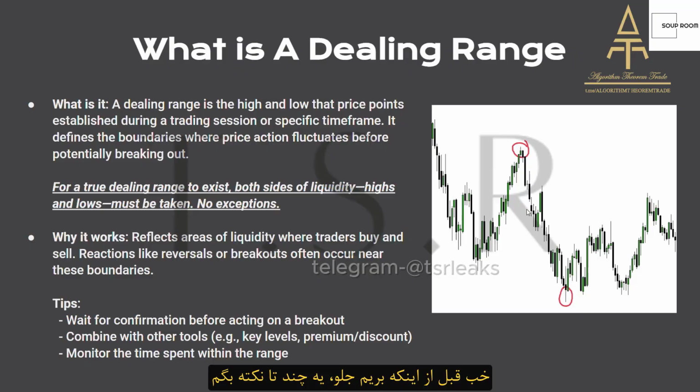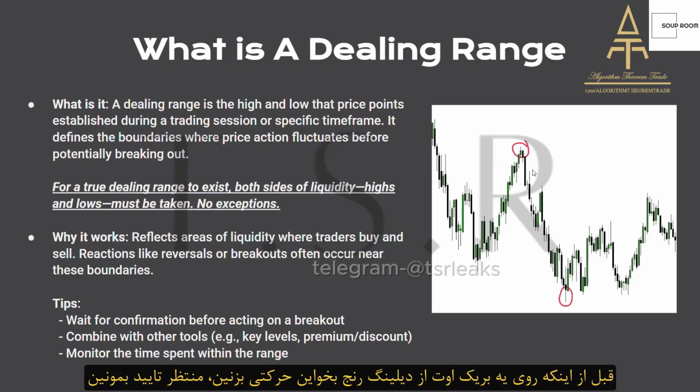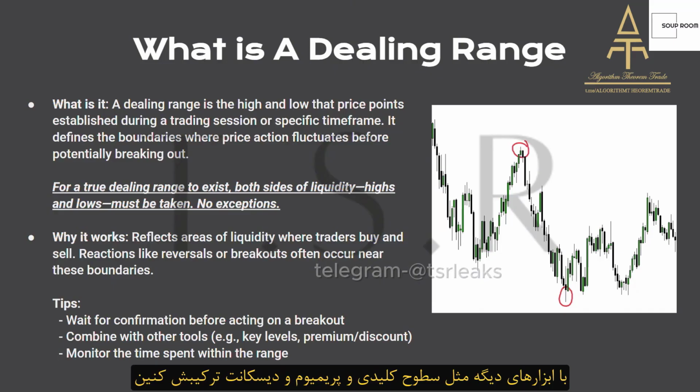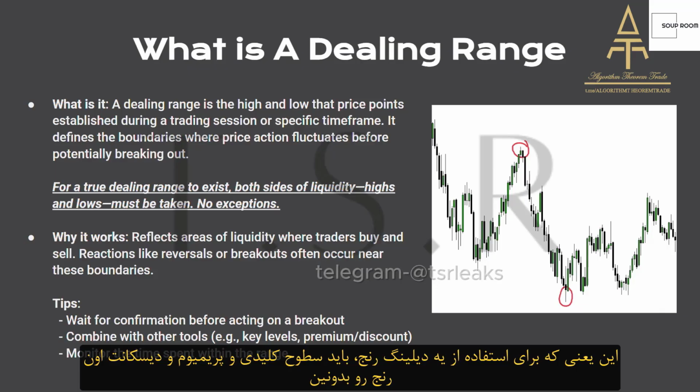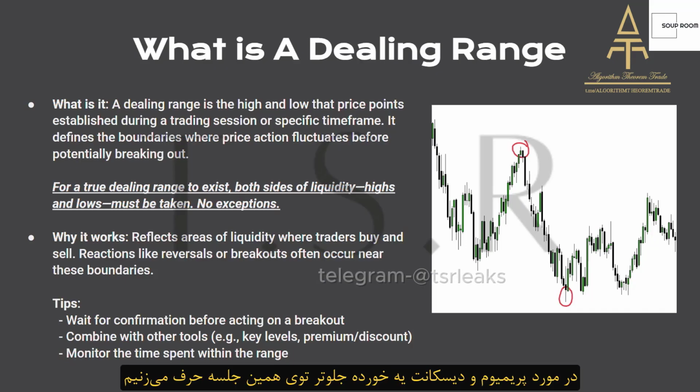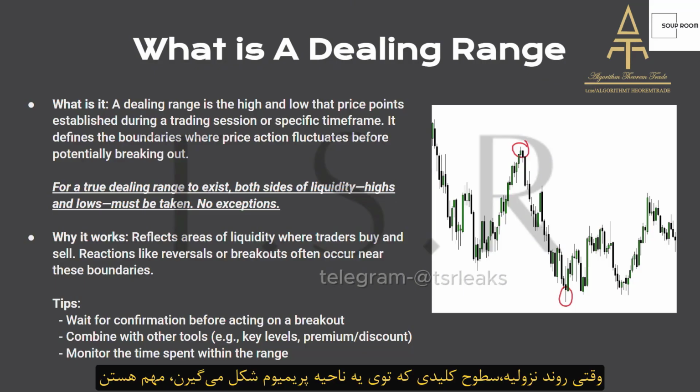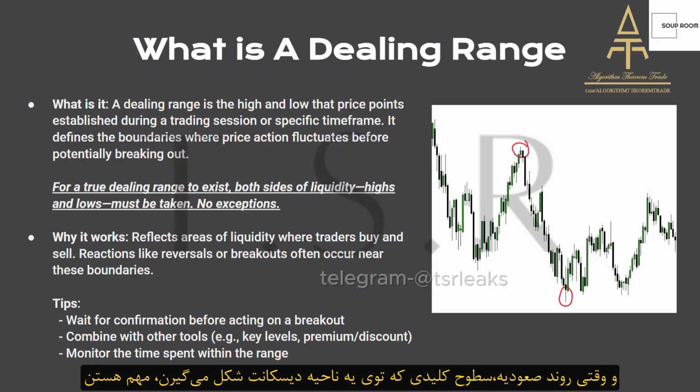So here are some tips before moving forward. Wait for confirmation before acting on an actual breakout of the dealing range. Combine with other tools such as key levels and premium and discount. This basically means that in order to use a dealing range, you must know about key levels and the premium and discount of that dealing range. We will talk about the premium and discount later on in this lecture. Key levels that form in a premium when bearish are key, and key levels that form in a discount when bullish are key.